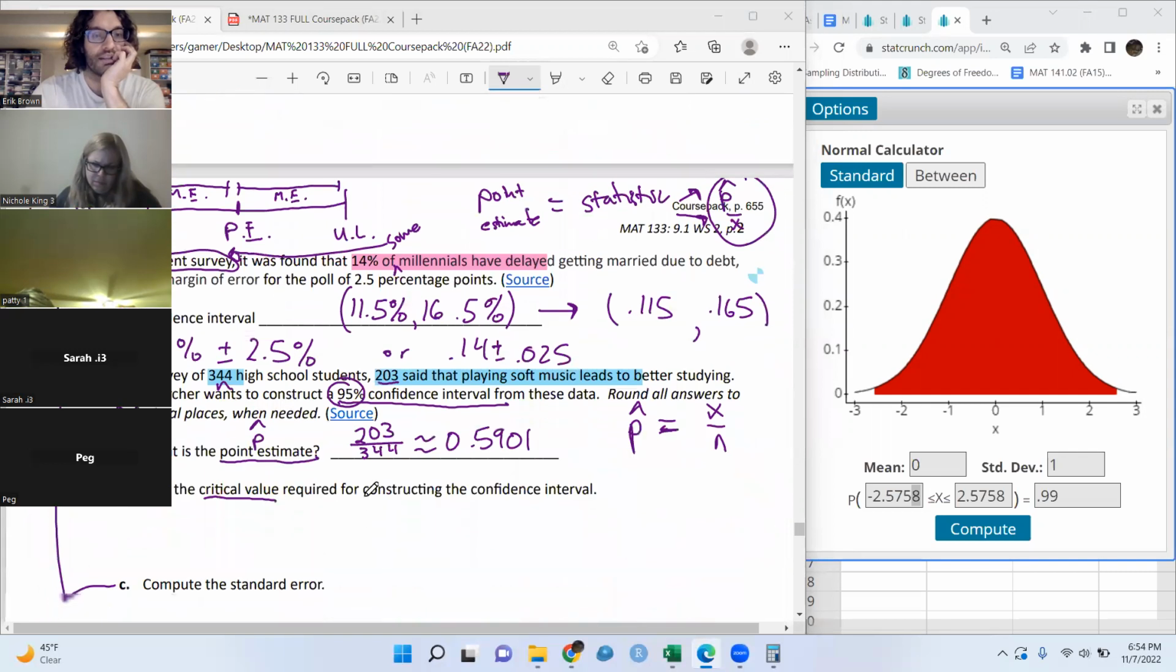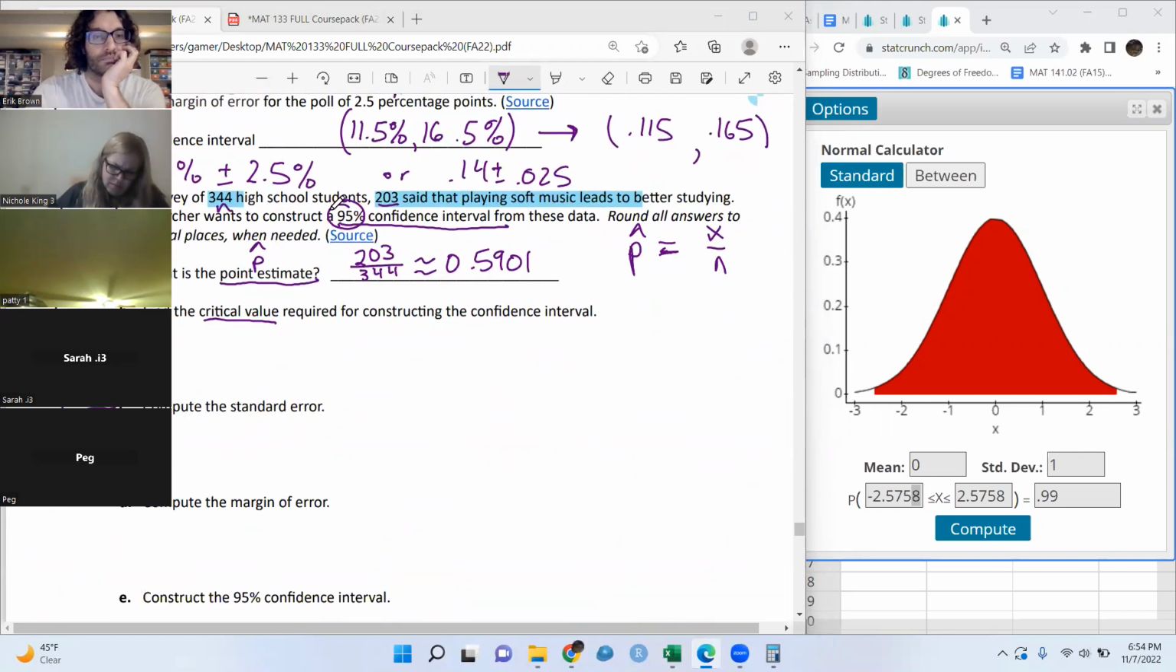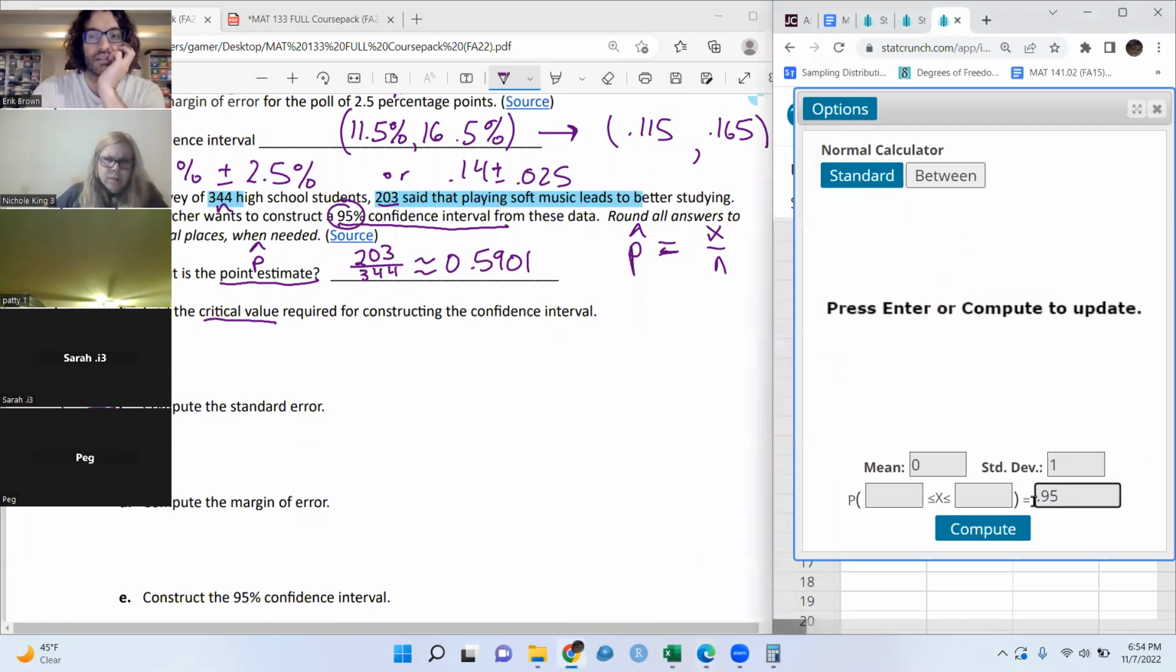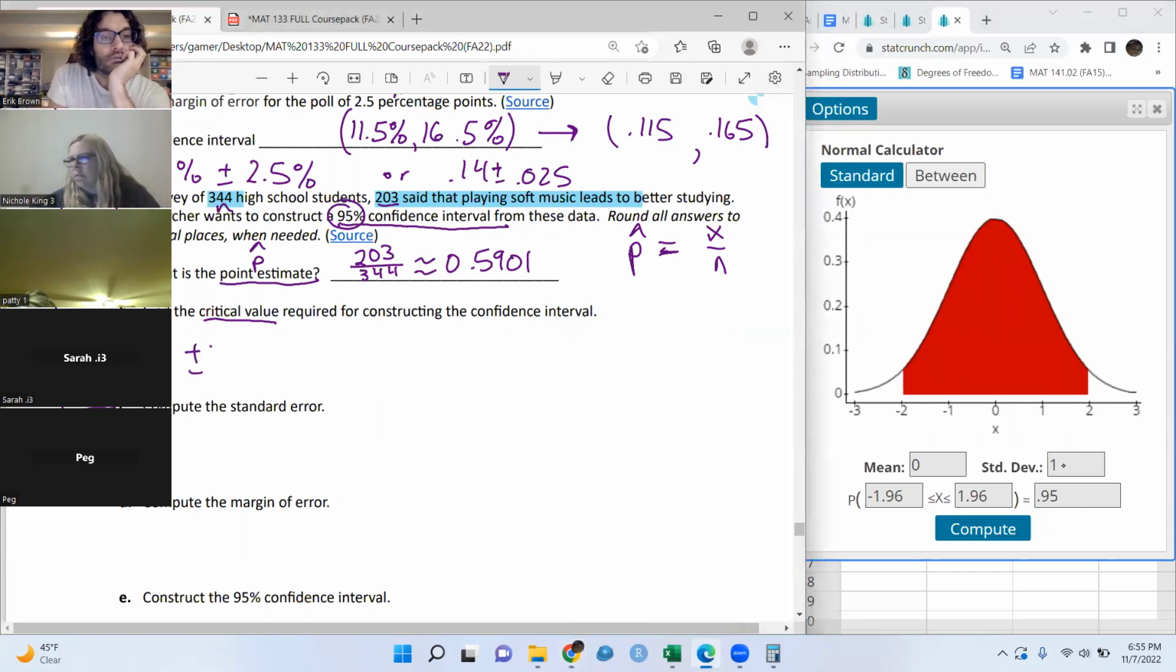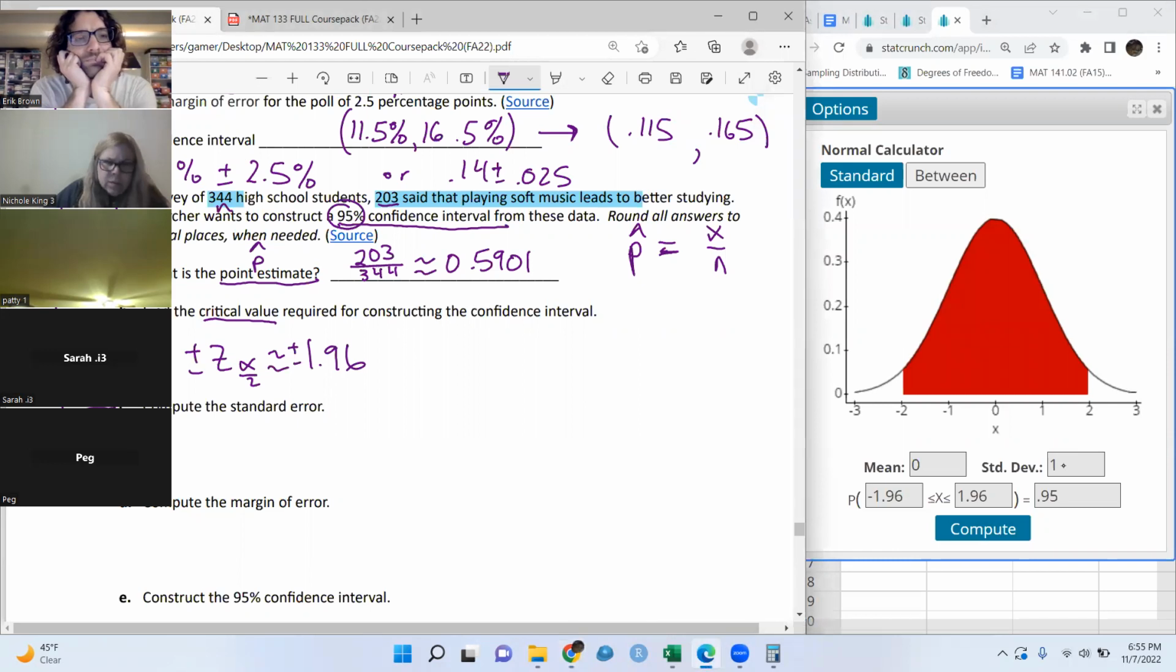How'd you get that? StatCrunch, yes. So did you type in 0.95 to StatCrunch on the between calculator and compute with a 0 and 1 as the mean and standard deviation? Does that make sense?